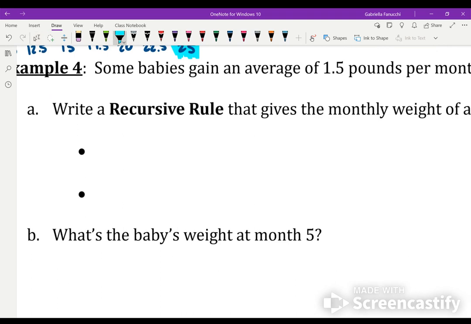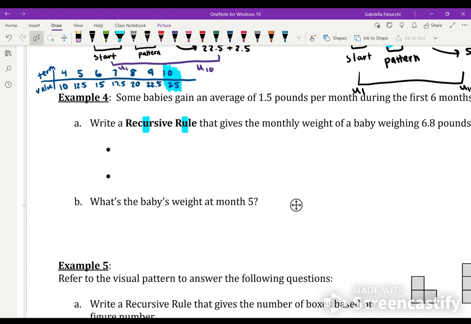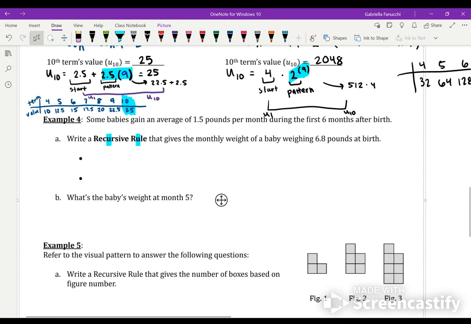When you see recursive rule, know that you should be doing the U sub 1 or the U sub 0, and the U sub n minus 1, U sub n. Write a rule that gives the monthly weight of a baby weighing 6.8 pounds at birth. So how much does that baby weigh at birth? 6.8 pounds.